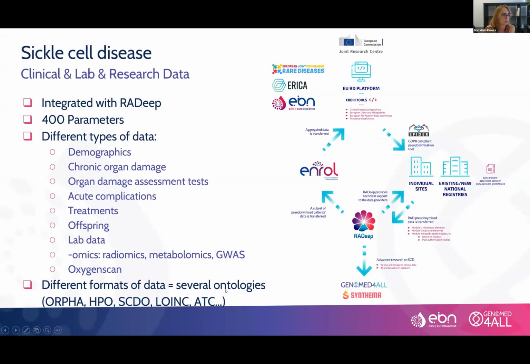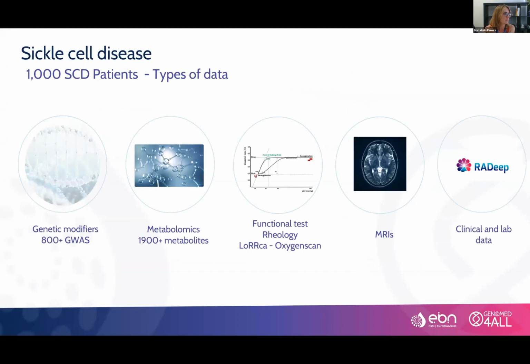And for this, we are using different ontologies for rare diseases, for laboratory tests, for treatments, and specifically for sickle cell disease. So what is our objective in the frame of GenoMed4All? As I told you before, there was a lack of large databases with both clinical and research data. So the EuroBloodNet partners agreed to have a target of 1,000 sickle cell disease patients and to generate and standardize these different types of data in order to merge them and then apply the AI methodologies, as described by Matteo, for sickle cell disease. The different types of data include genetic modifiers because, as was already explained, it's a monogenic disease, but it's very clear that there are some genetic modifiers directly impacting the clinical picture.